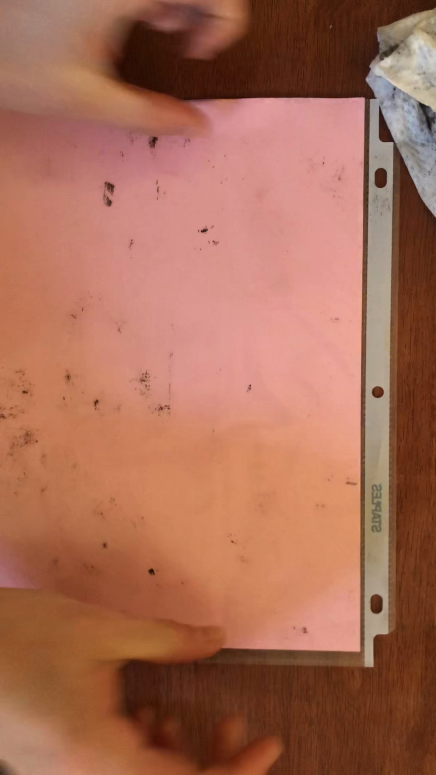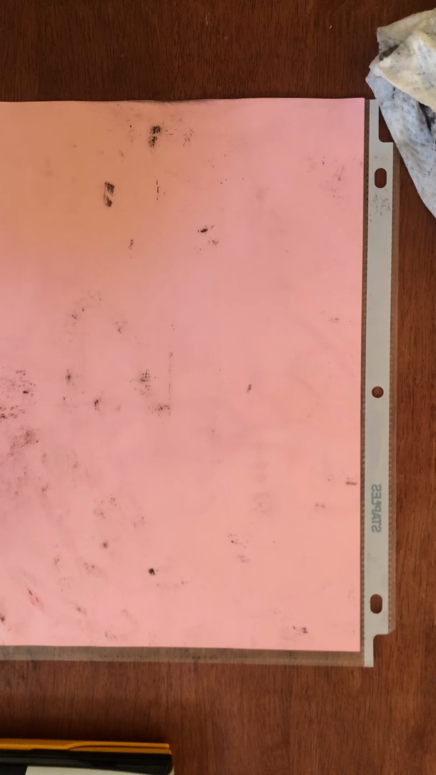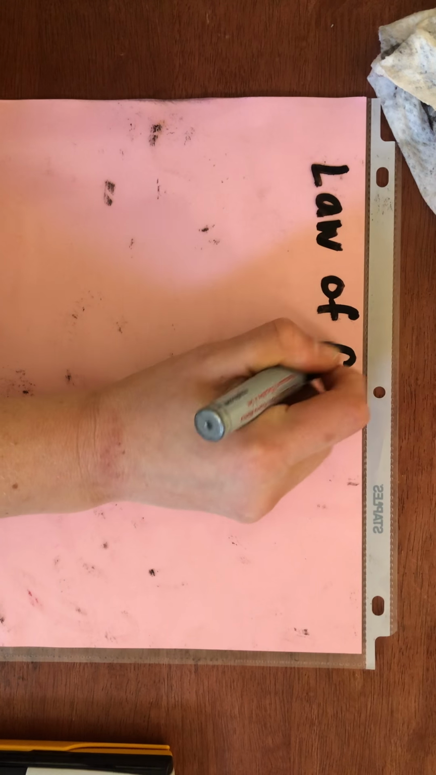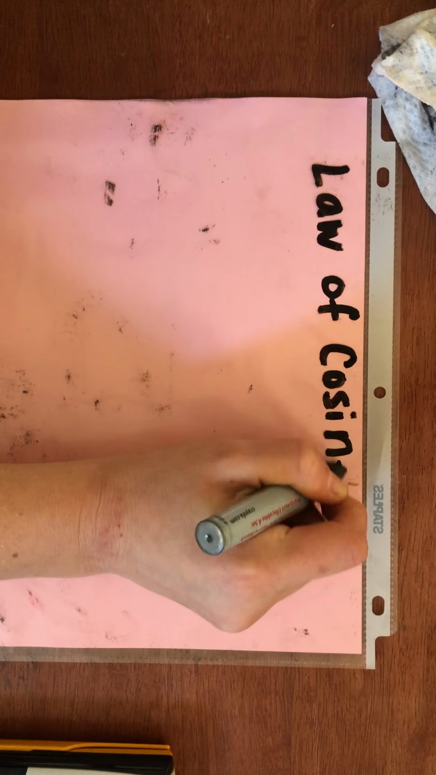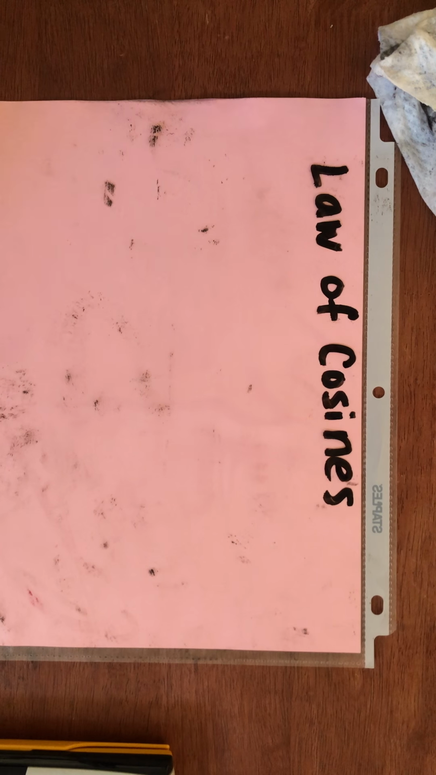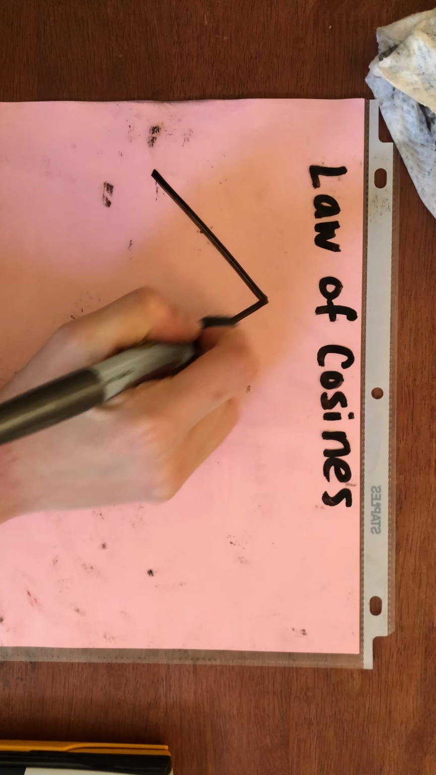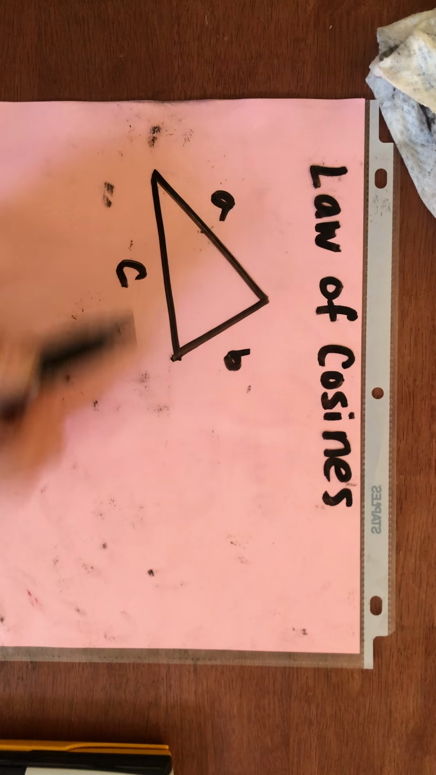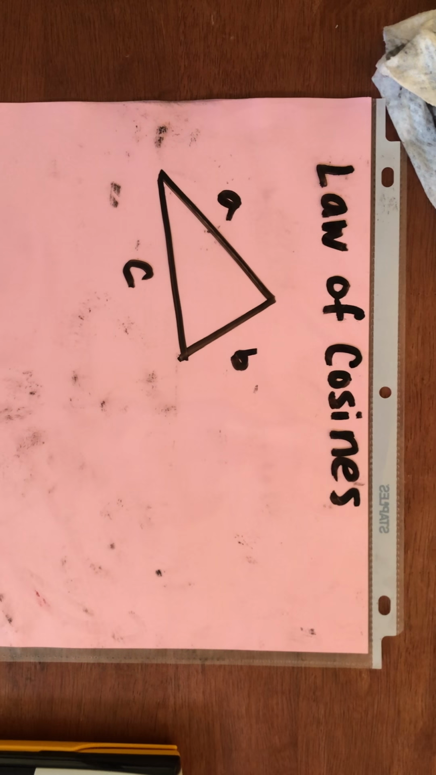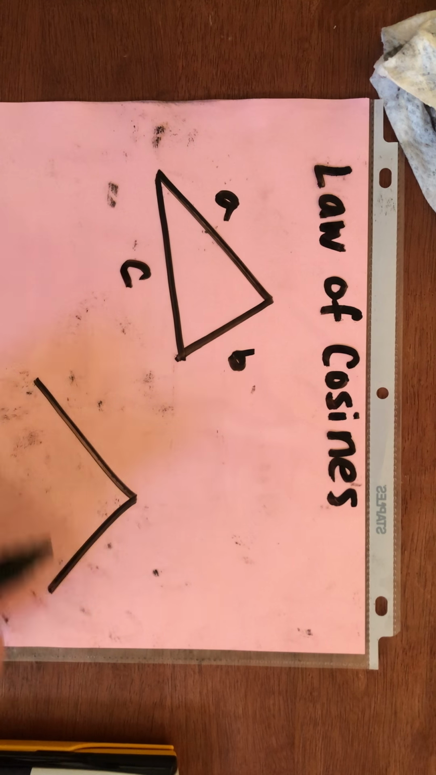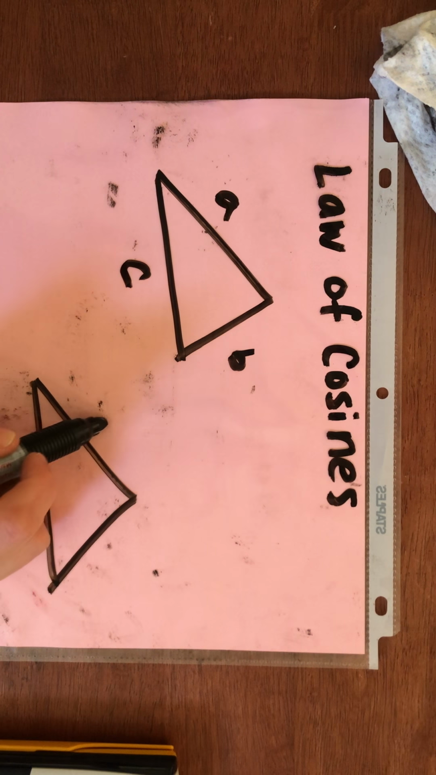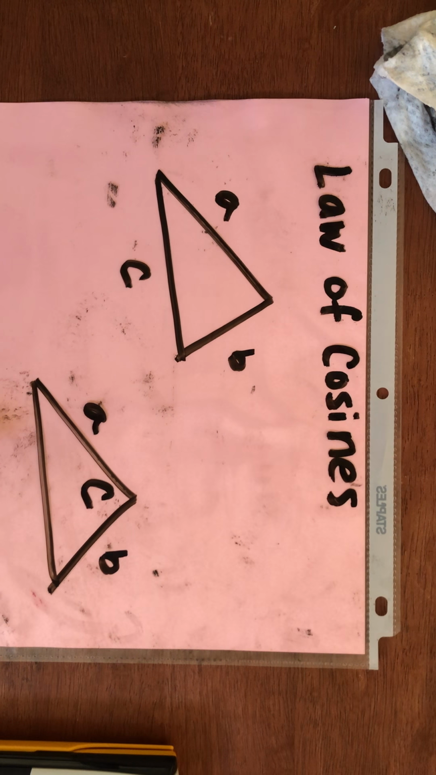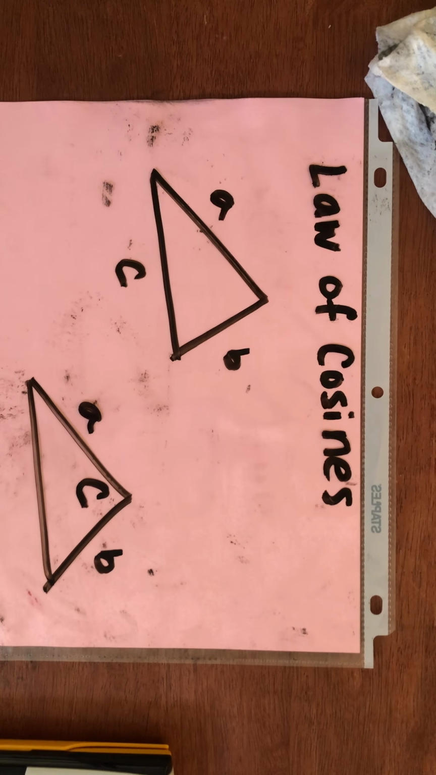All right. For law of cosines, you won't have that pair. So you'll have one of two things. You'll either have a triangle where you have all three sides, then you'll use law of cosines. Or you'll have a triangle where you have a side, another side, and an angle. And then you'll use law of cosines.